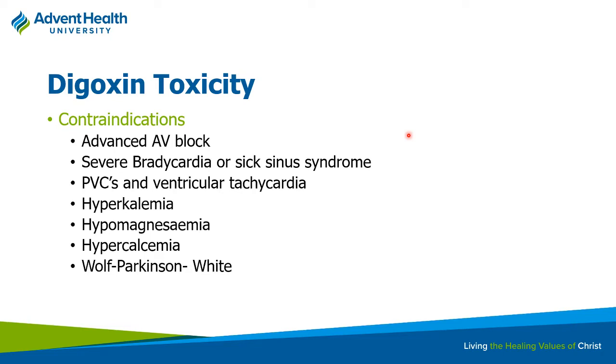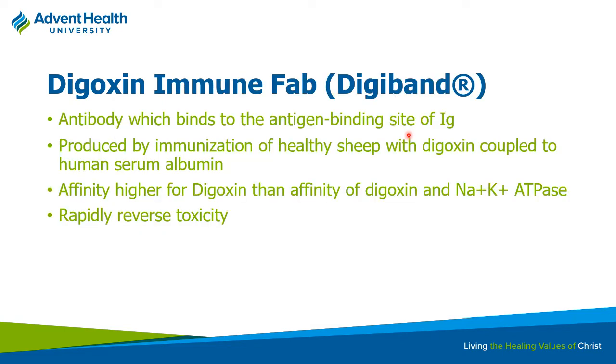If they already are hyperkalemic, digoxin is not a good drug for them. If they have renal dysfunction and can't clear digoxin, this is not a good drug for them. You have to be really careful here because there are a lot of contraindications. Now, what could I do to reverse the effects of digoxin toxicity? Well, I can give them something called digoxin immune fab.